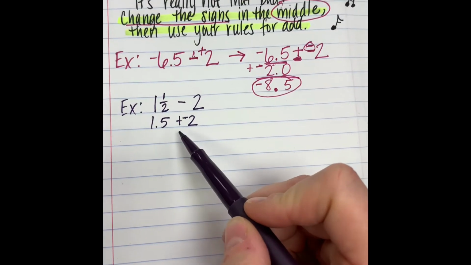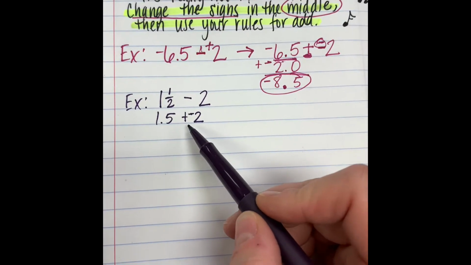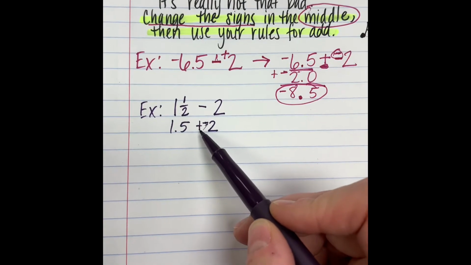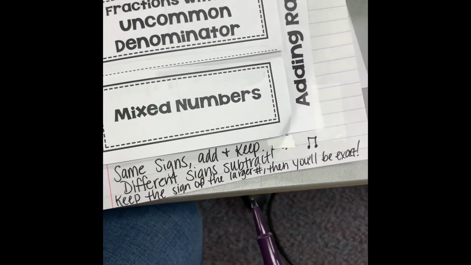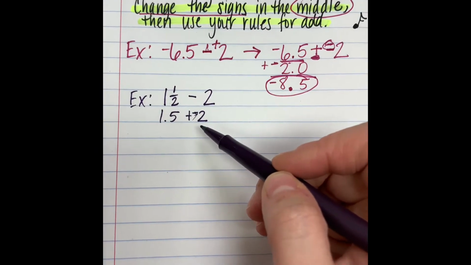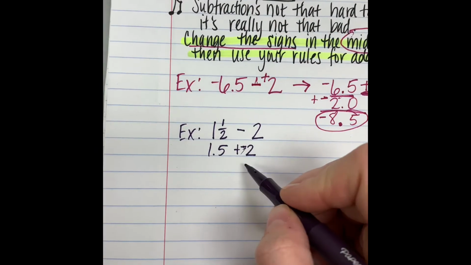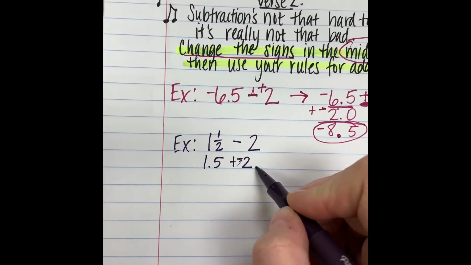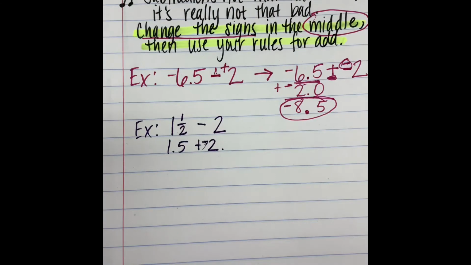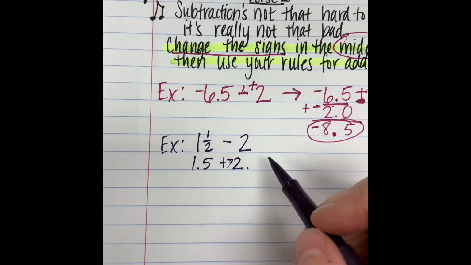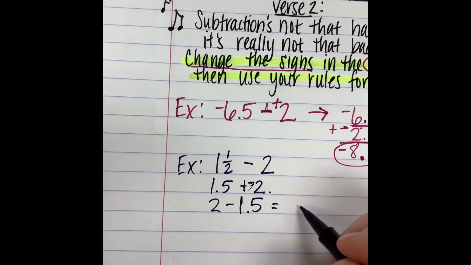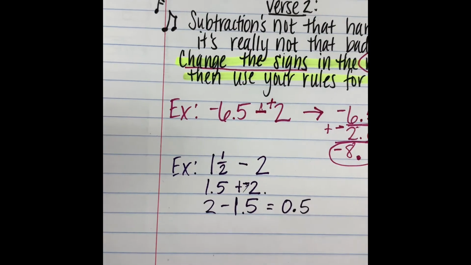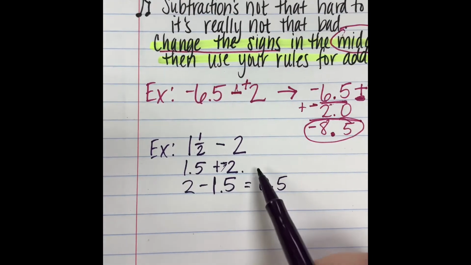Okay, so same signs, add and keep, different signs, subtract. So we have different signs here. We're going to subtract. And I remember when we subtract, it says keep the sign of the larger number, then you'll be exact. Our larger number is 2. It's bigger than 1.5. So we're going to subtract 1.5 from 2. We know that in our head, it's very simple. We just say 2 minus 1.5, and that equals 0.5. And we keep the sign of the larger number, okay?